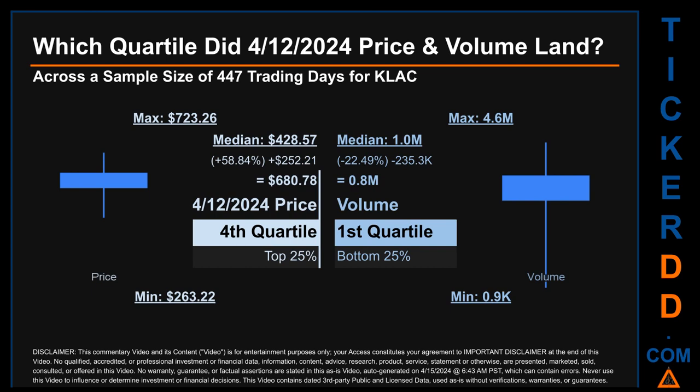The day's volume landed within the first quartile, at the bottom 25% of all sampled daily volume, which saw a max daily volume of 4.6 million and a minimum of 0.9 thousand. Quartiles tell us about the spread of a data set by breaking that data set into quarters, just like how the median breaks the set into half.